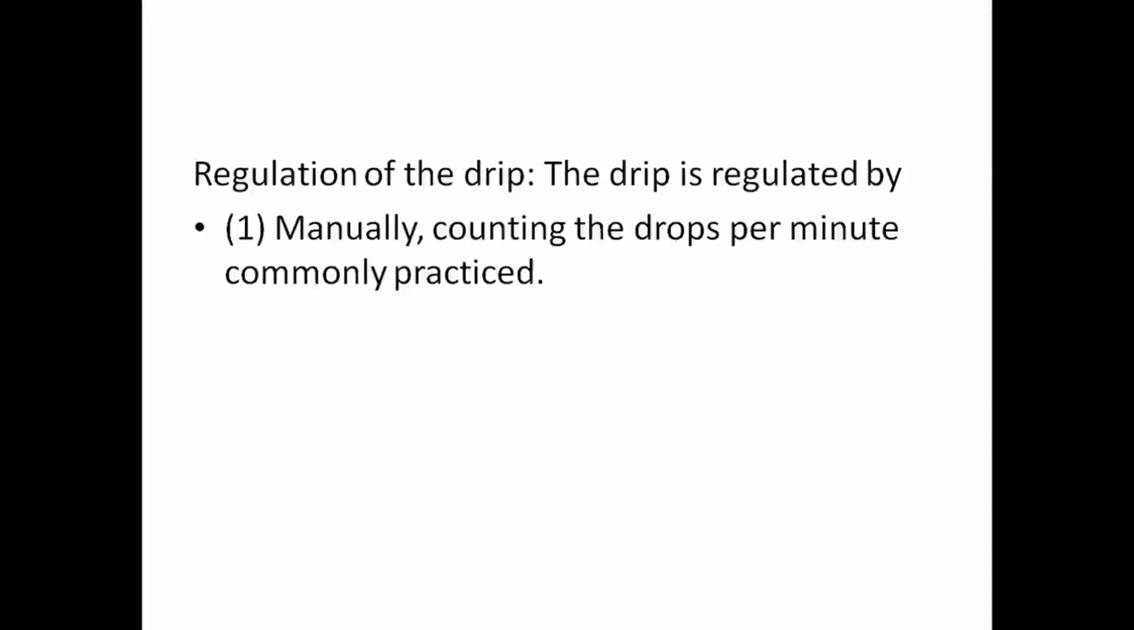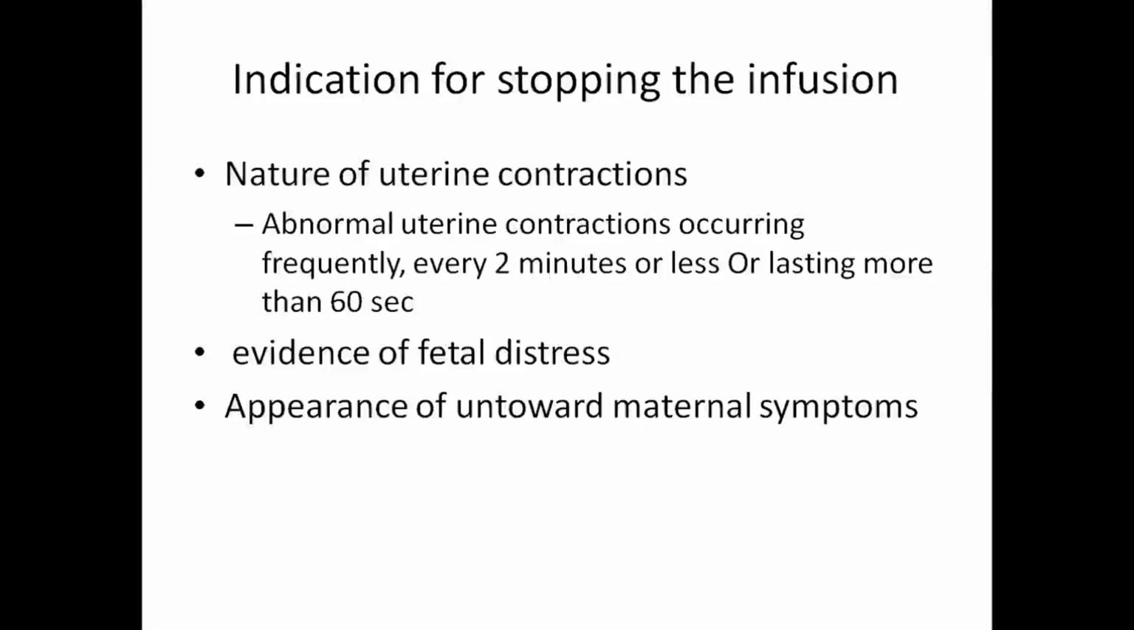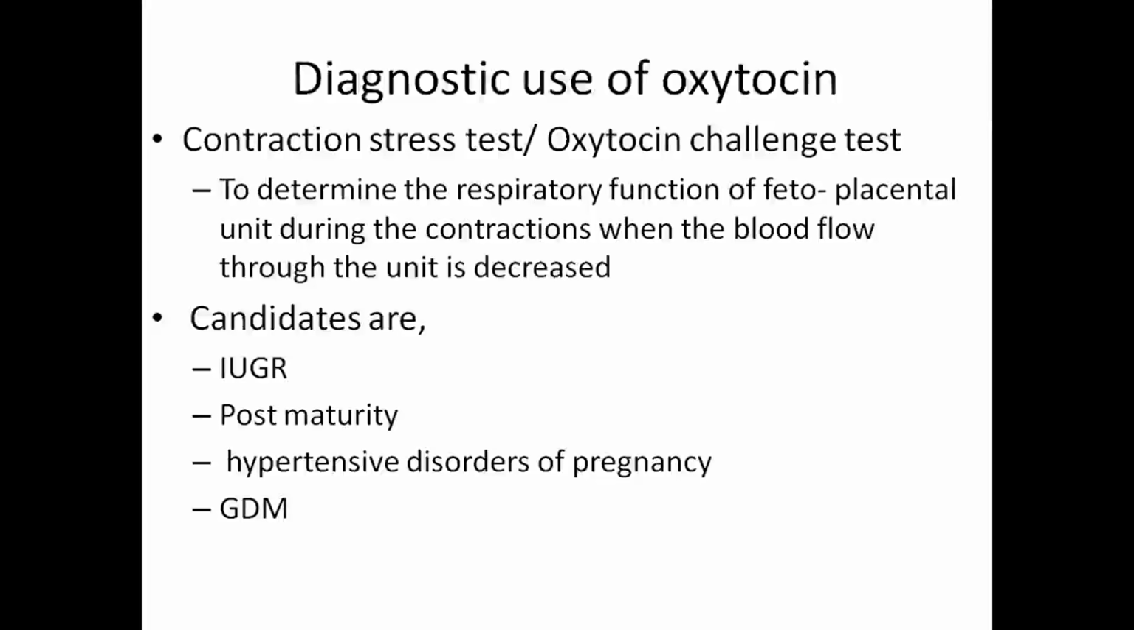Regulation of the drip. The drip is regulated either by manually counting the drops per minute, which is commonly practiced, or by an infusion pump. Indications for stopping the infusion include the nature of uterine contractions, like abnormal uterine contractions occurring frequently, every 2 minutes or less, or lasting more than 60 seconds, evidence of fetal distress, and appearance of untoward maternal symptoms.